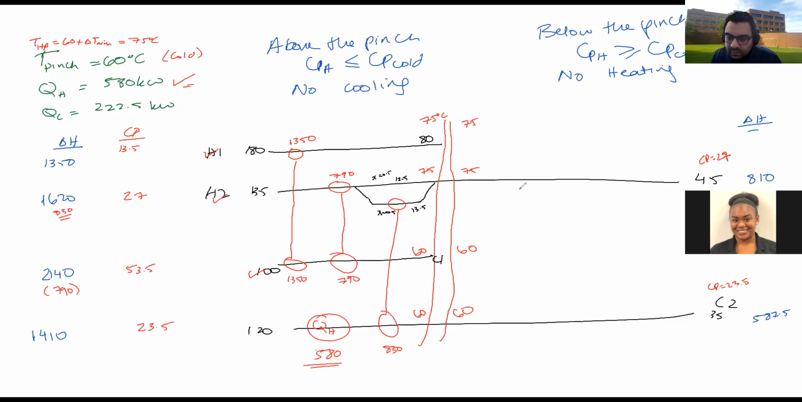So I can connect these two streams. I'm going to connect a heat exchanger from this stream to this stream. And how much heat am I transferring across this heat exchanger? This hot stream has 810 to give. This cold stream needs 587.5. So I'm just going to transfer enough energy to satisfy this cold stream. So this exchanger will have 587.5. And this way C2 is done.